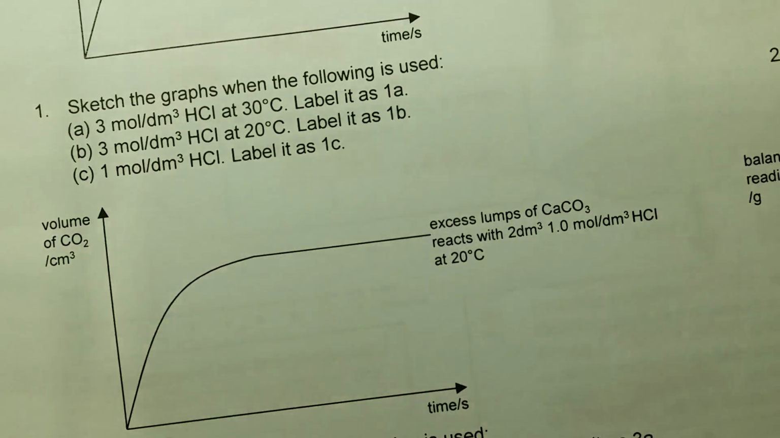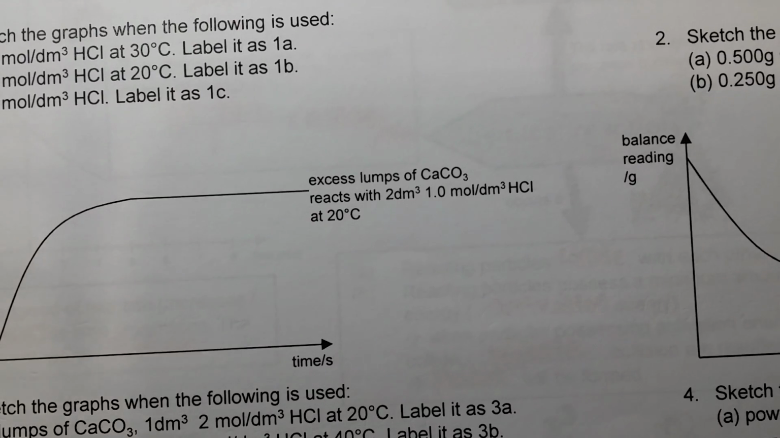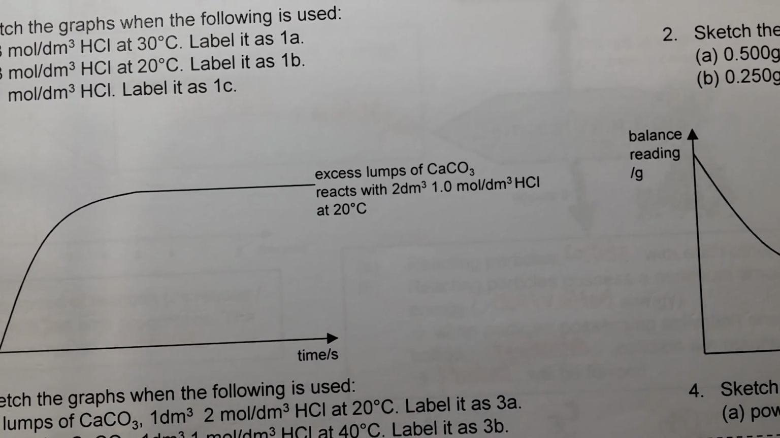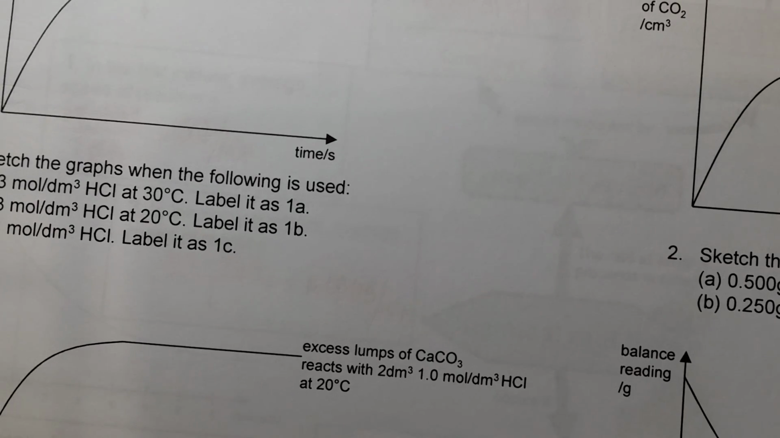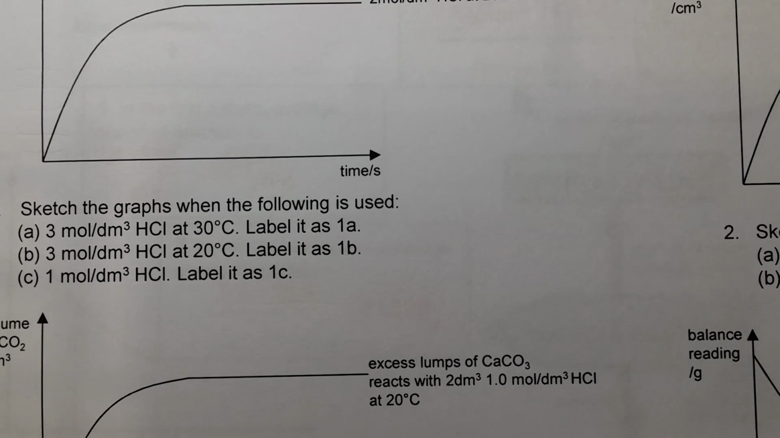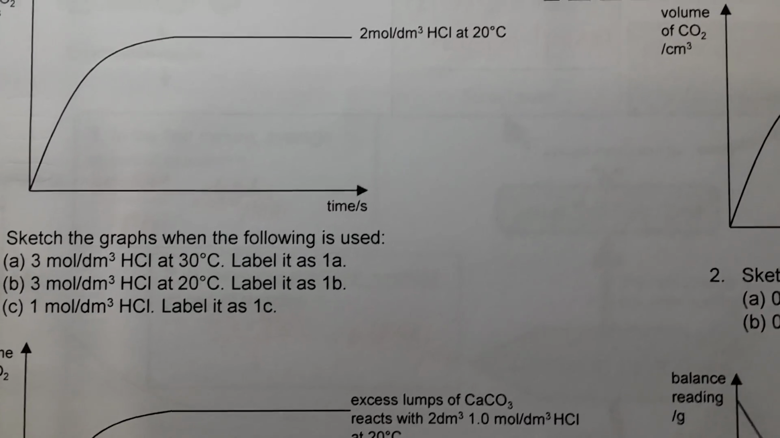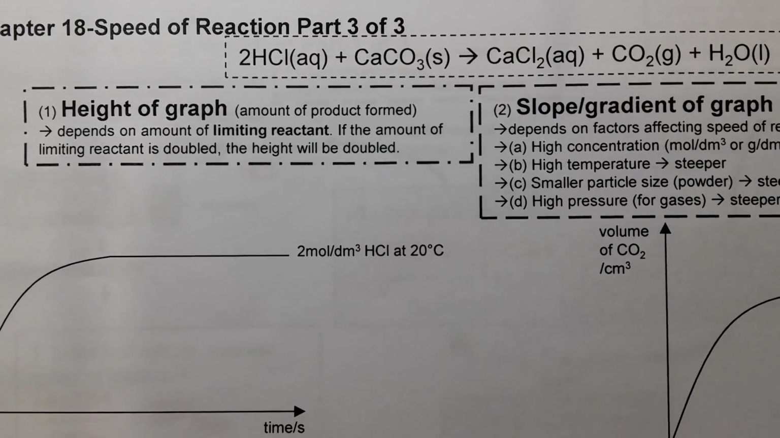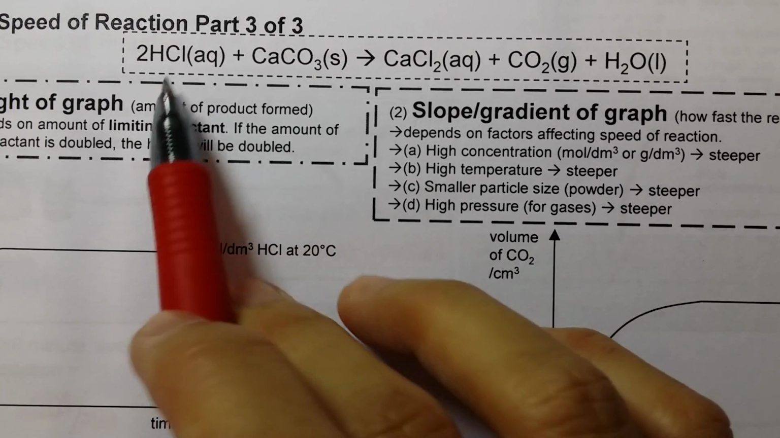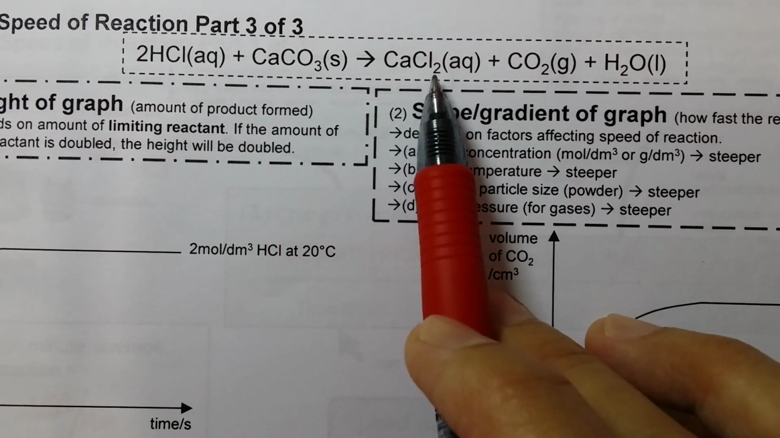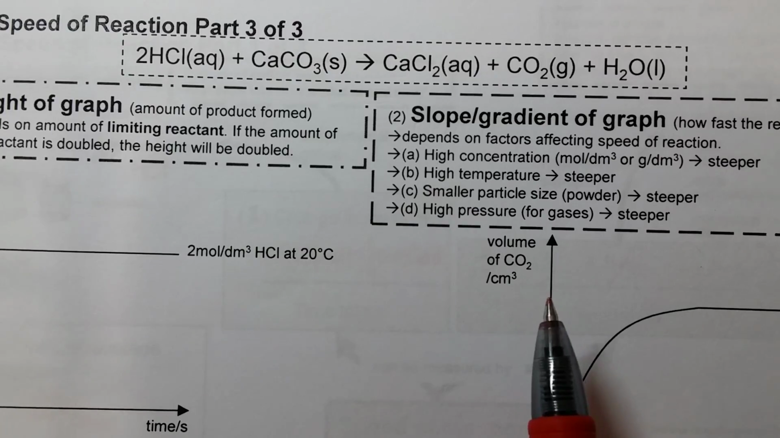Now the last part of the mind map touches on sketching of graph. All these 3 graphs here are based on this chemical reaction: hydrochloric acid and marble chips, you get CaCl2, CO2 and H2O.